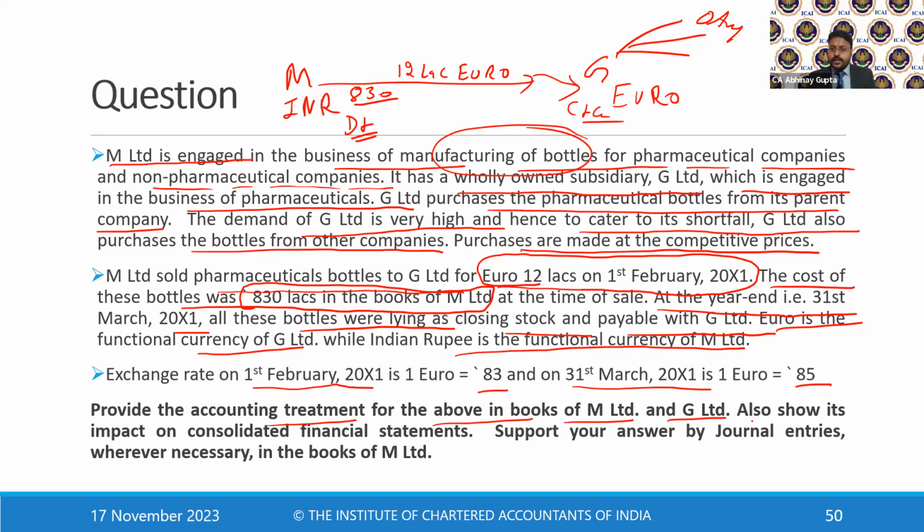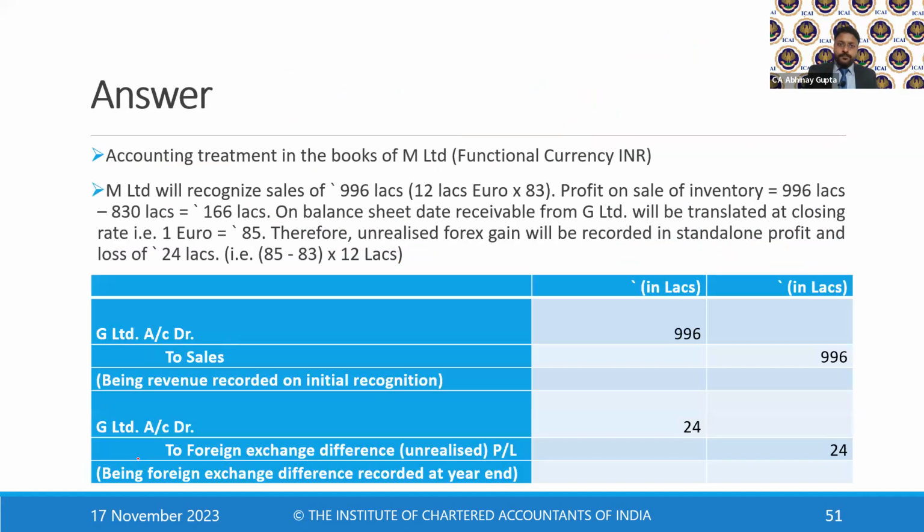Provide the accounting treatment for the above in the books of M and G Limited, and also show its impact on the consolidated financial statements. Support your answer with journal entries wherever necessary. So we need to provide the accounting treatment for the above transaction in the standalone financial statements of M Limited and G Limited and in the consolidated financial statements, supported by journal entries as and when necessary. So these are the facts of the question. Now let's see how this transaction will be accounted for.